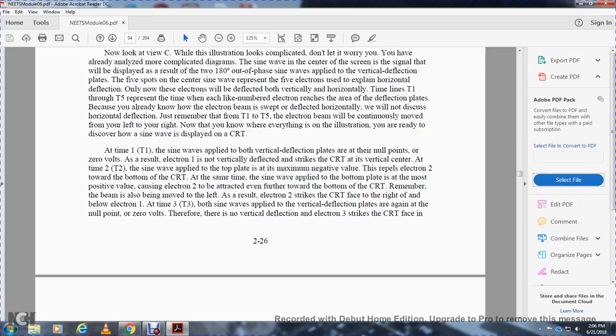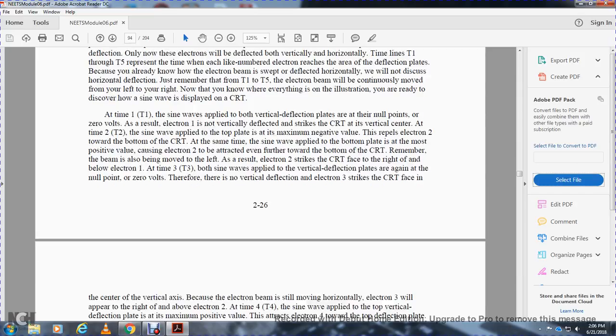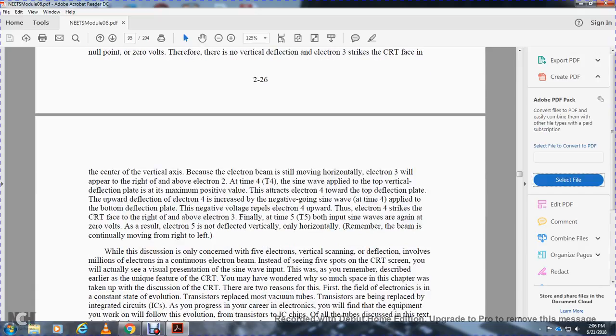At time 3, both sine waves applied to the vertical deflection plates are again at the null point of 0 volts. Thus, there is no vertical deflection. Electron 3 strikes the cathode ray tube face at the center of the vertical axis, because the electron beam is still moving horizontally. Electron 3 appears to the right and above electron 2.